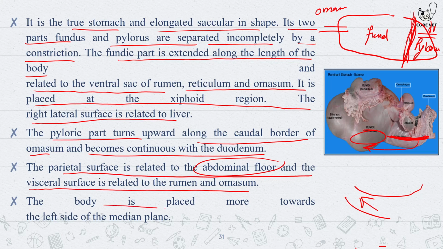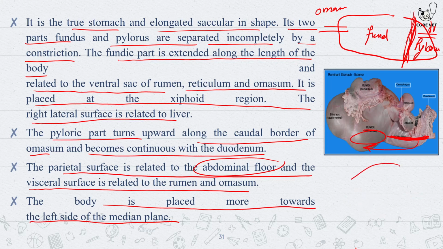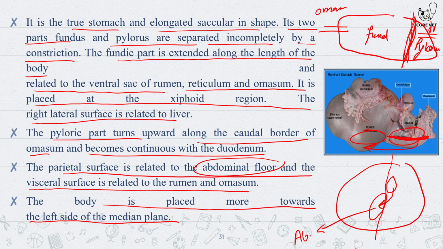Okay, so the body is placed more towards the left side of the midplane. What does it mean? If this is the abdominal cavity, this is the median line, right? So the body of this abomasum is more on the left side, while the omasum was on the right side, right? So it is moved to the left side of the median plane. This is the abomasum, and this is the omasum, right? I hope this part is clear.